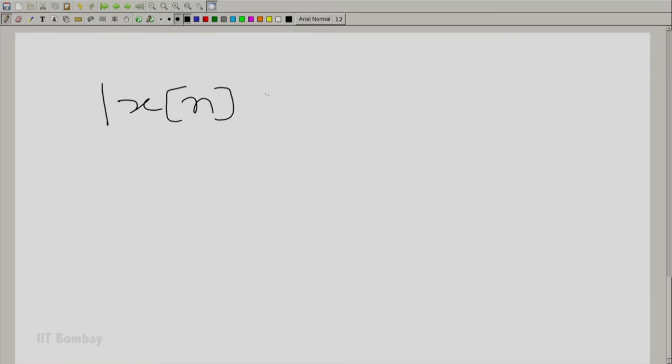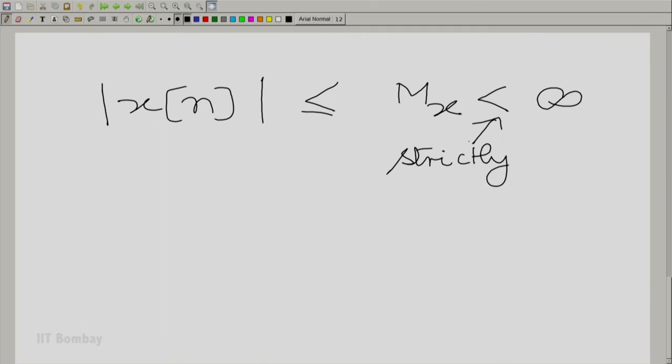Let's write that down formally. So, we are saying |x[n]| is less than or equal to Mx, and of course, Mx is strictly less than, note, strictly less than infinity. The strictly part is important. Otherwise, that definition has no meaning. So, strictly less than infinity. Of course, needless to say, Mx has to be greater than or equal to 0. Now, given a bounded input, what can we say about the output? If the system is stable, the thing that we are guaranteed is that the output is bounded.